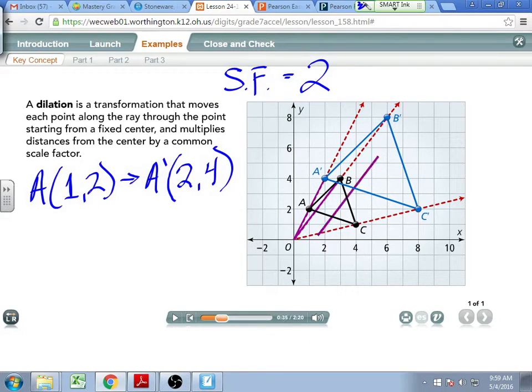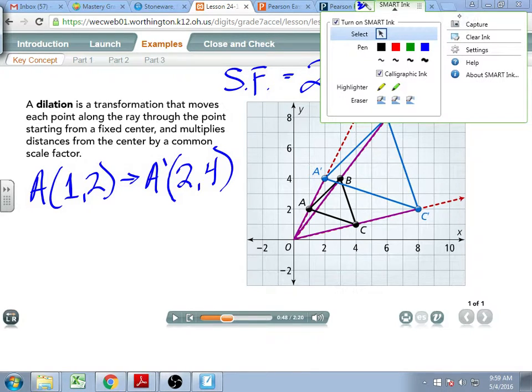I can do the same comparison from B to B prime and C to C prime. The distance from C to C prime will be the same as the distance from the origin to C. Same with origin to B and B to B prime. All the slopes stay the same. The points I could get by just multiplying the x and multiplying the y. Any questions as of right now?